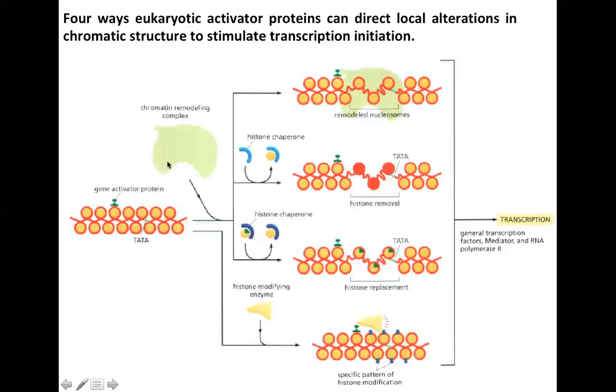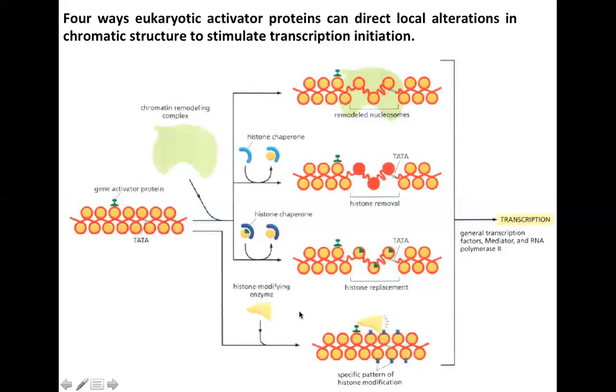So these are four different mechanisms that the gene activator proteins can carry out, or they can follow in order to stimulate the transcription initiation. One is nucleosome sliding. Second one is histone removal, that the histones are removed, they're kicked out, and the DNA is liberated. And the third one is that the existing histones are replaced with another type of histone. And the newer histones facilitate the transcriptional activity.